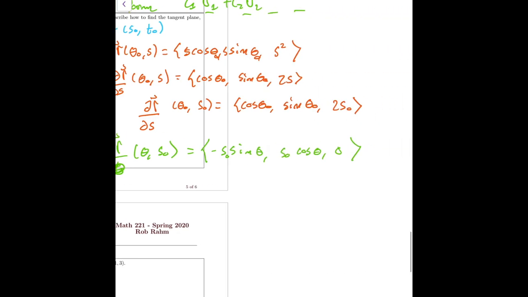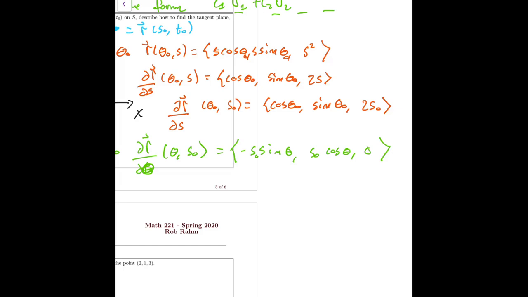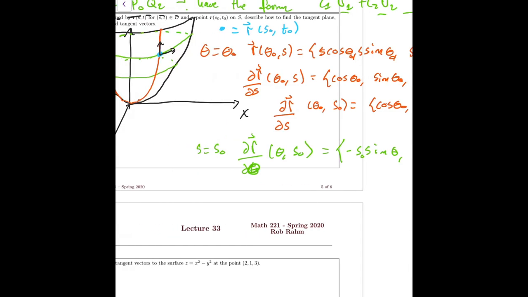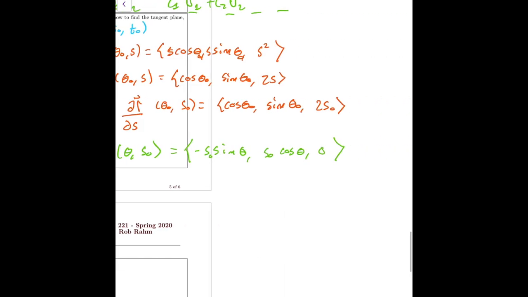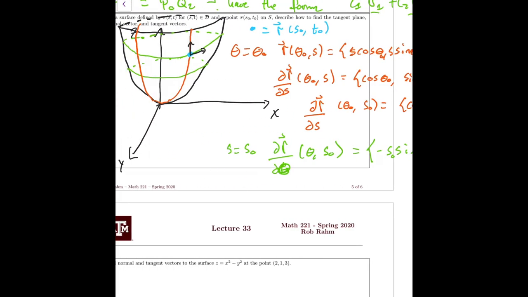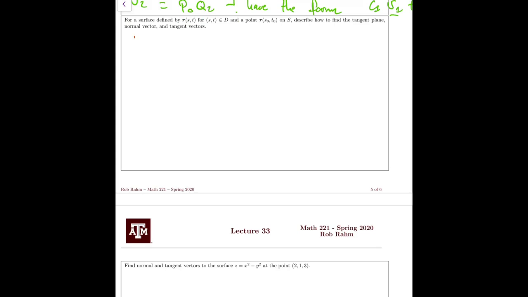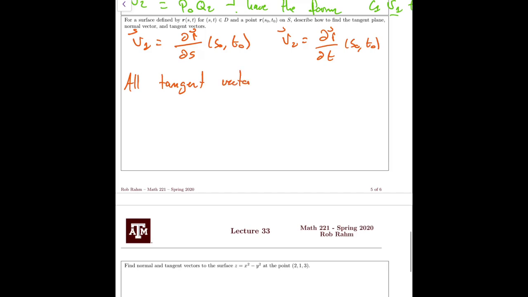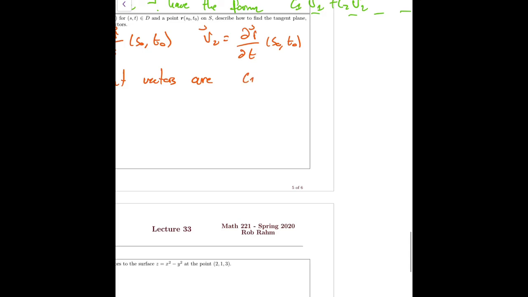Okay, so what this tells us then is that two tangent vectors are the partial derivative of R with respect to S, evaluated at this blue point, S naught, T naught, and the partial derivative of R with respect to theta, evaluated at the point theta naught, S naught. Okay, and this is what's true in general. So in general, we can say that one of the tangent vectors, V1, is equal to the partial derivative of R with respect to S, evaluated at S0, T0, and V2 is going to be the partial derivative of R with respect to T, evaluated at S0, T0, and all tangent vectors are given by C1 V1 plus C2 V2.